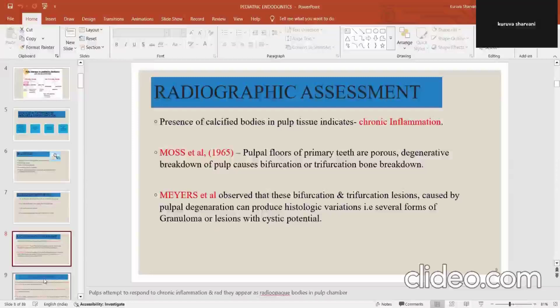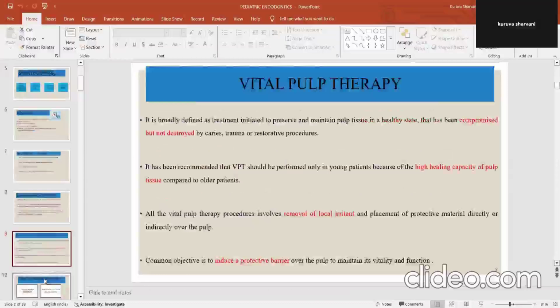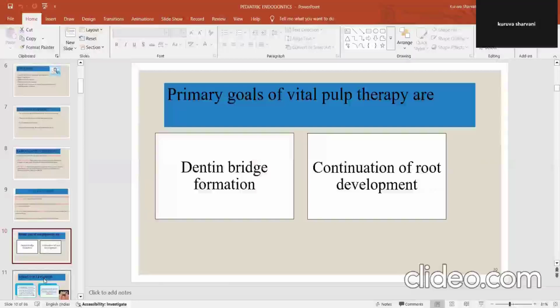Now, next, coming to vital pulp therapy. It includes three: pulpotomy, indirect pulp capping, and direct pulp capping. These three are included in vital pulp therapy. Here, the pulp has a high healing capacity. Initially, it removes the local irritant and protects the pulp by placing a suitable material. The primary goals of vital pulp therapy are two, mainly: formation of dentin bridge and continuation of root development.